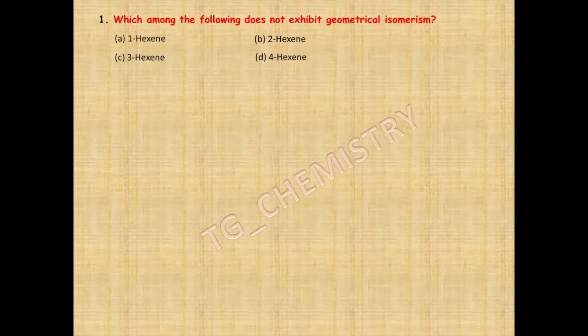The first question is, which among the following does not exhibit geometrical isomerism? Options are 1-hexene, 2-hexene, 3-hexene, and 4-hexene. Now the right answer for this one is 1-hexene.